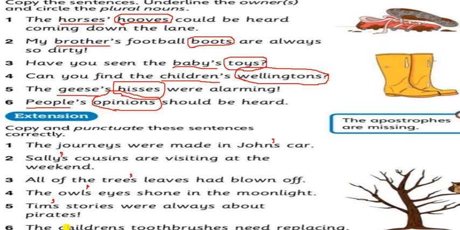And the last one, number 6. The children's toothbrushes need replacing. So the word children is a plural noun without s. It's an irregular plural. So what should we do? After the word children, we put the apostrophe, so it will be the children's, apostrophe s. The children's toothbrushes need replacing. So we can see that in all of these cases we placed the apostrophe before the s because the owners are singular, except for the last one, which is an irregular plural. We have no s, so we also put the apostrophe s at the end.